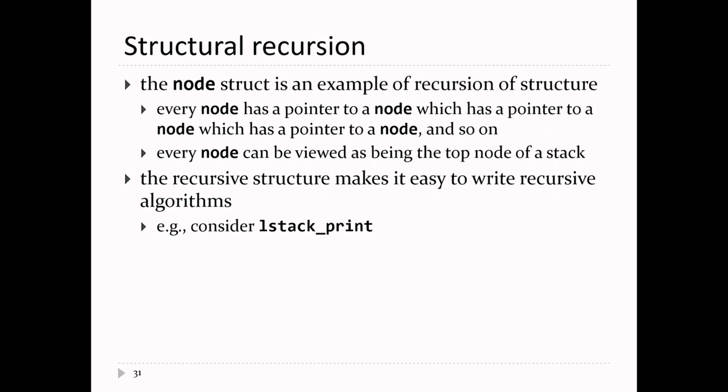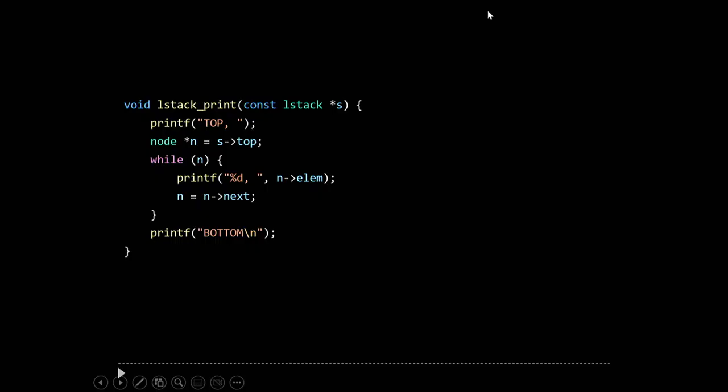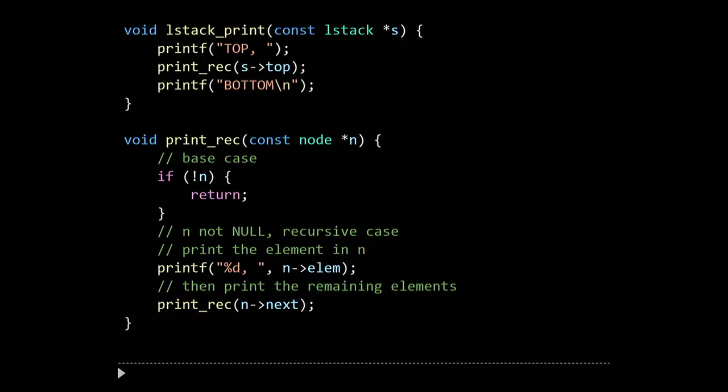You can easily write a recursive algorithm that operates on nodes. So instead of writing that to print the stack, you can write the following. Here's the lstack print function. It's going to call print rec, which is the recursive implementation of print.